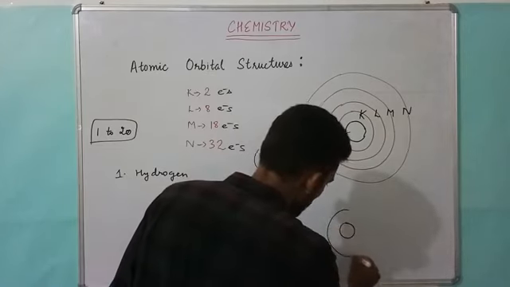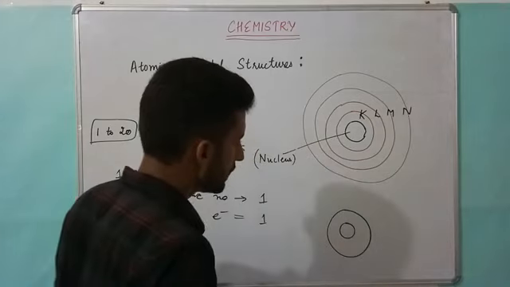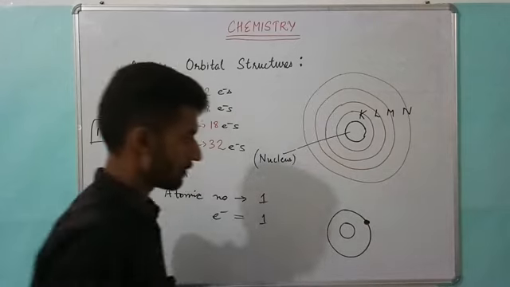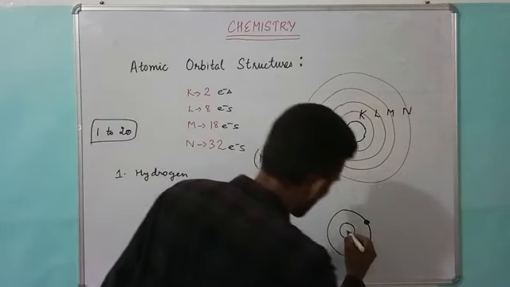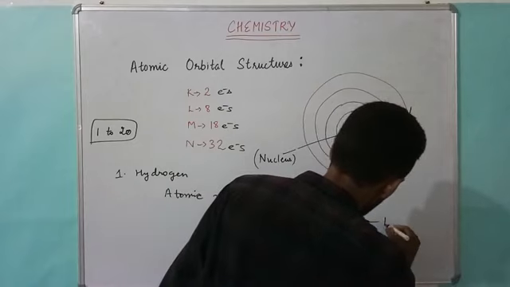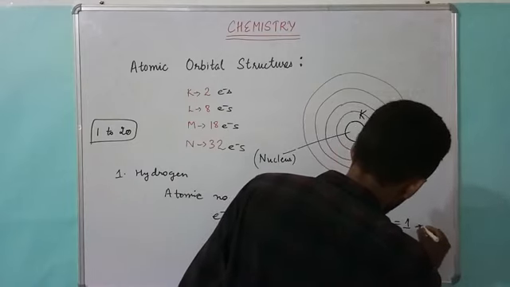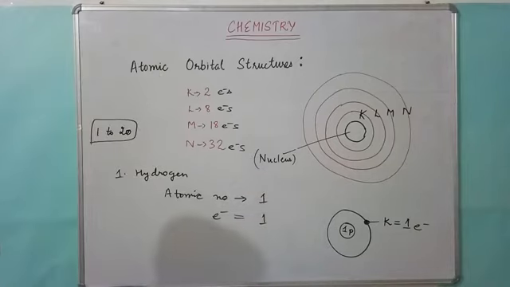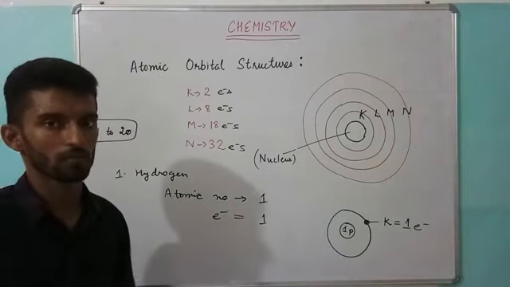So hydrogen has one electron, and in the center is the nucleus. The first electron will be in the K shell, so we will draw one dot for one electron. Here is the nucleus having one proton, and this is the K shell having one electron. So this is the atomic orbital structure for the hydrogen atom.